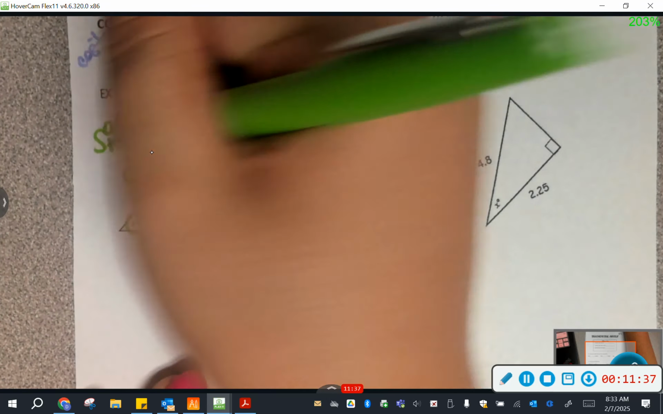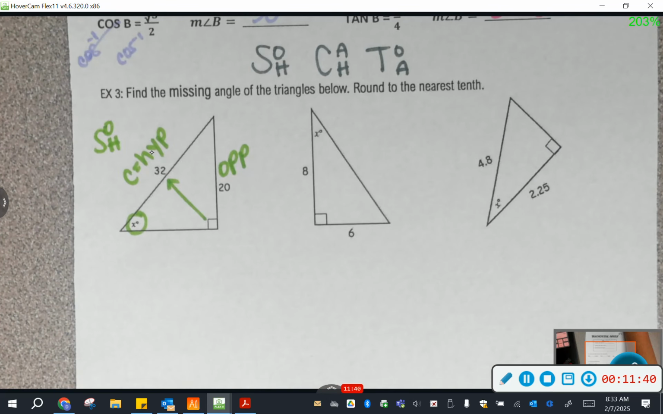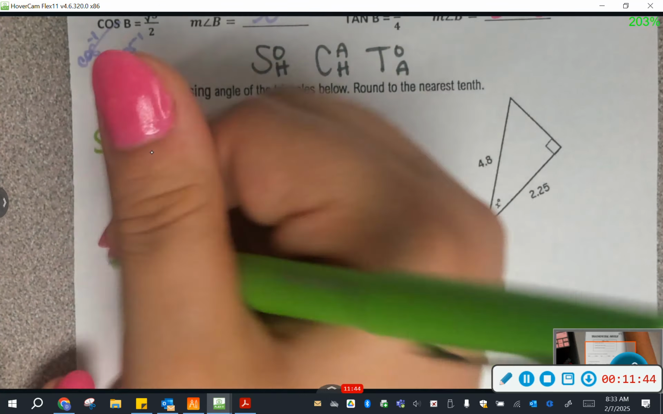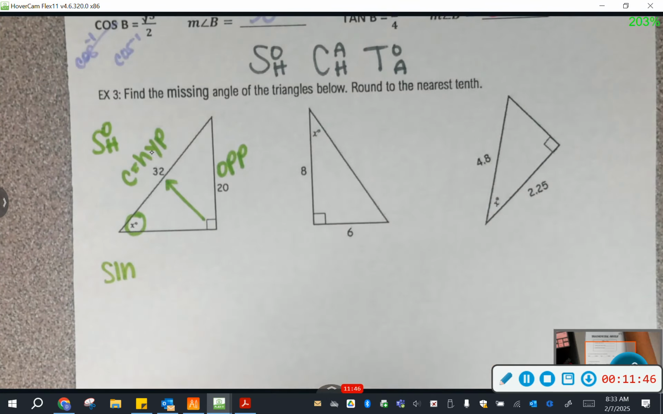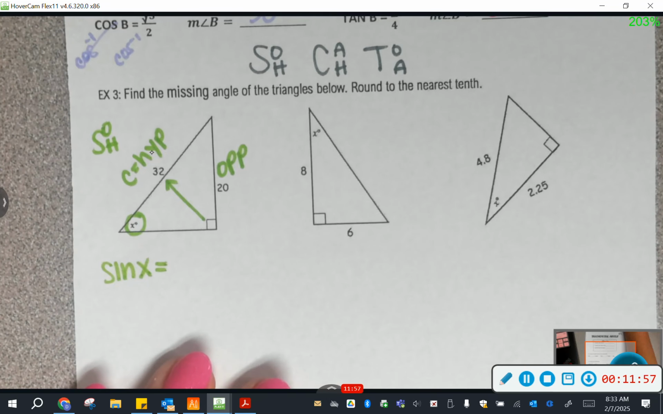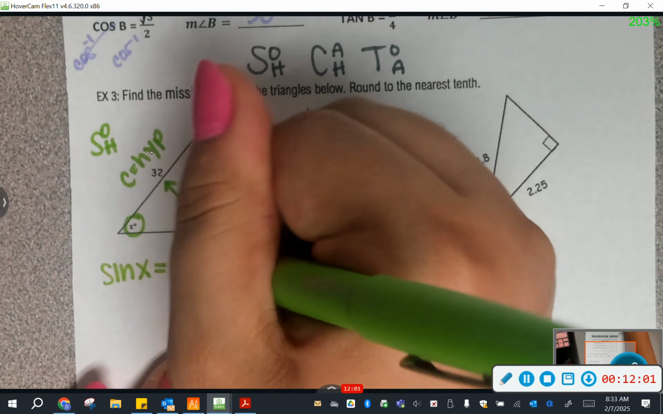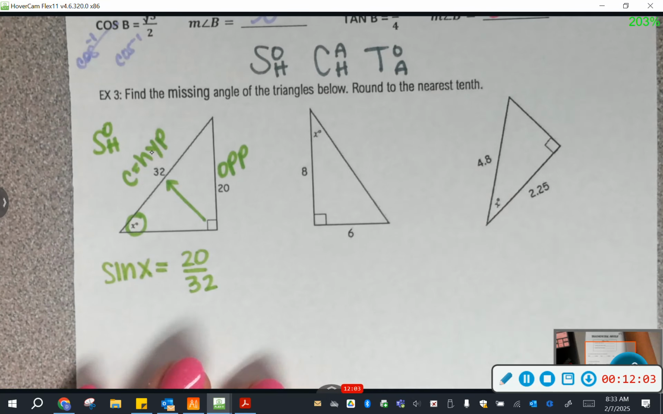So this is going to be the sine. What is my angle? X. So the sine of x equals, so it is O over H. What is my opposite over my hypotenuse? 20 over 32.